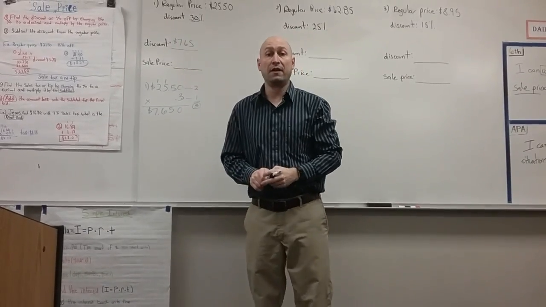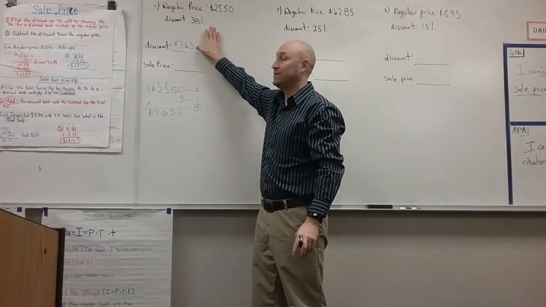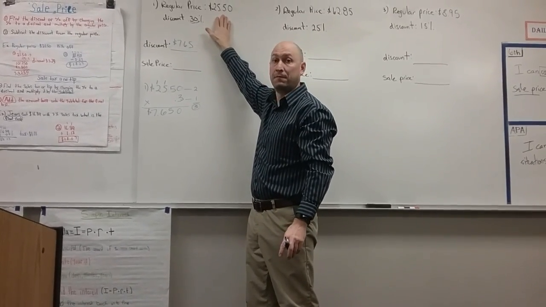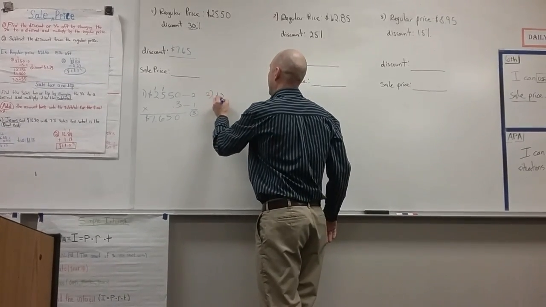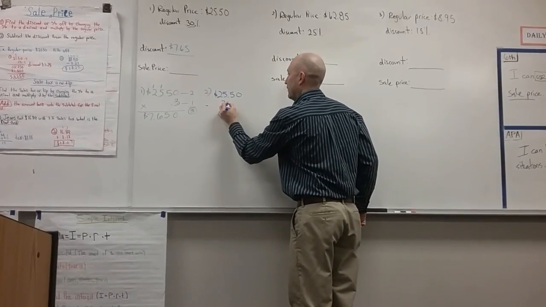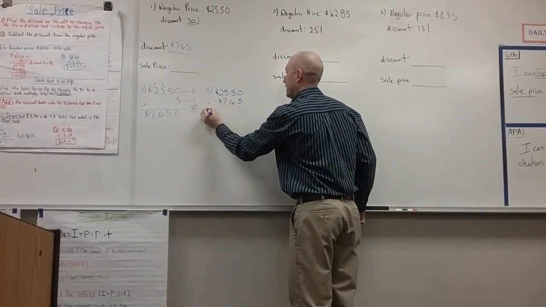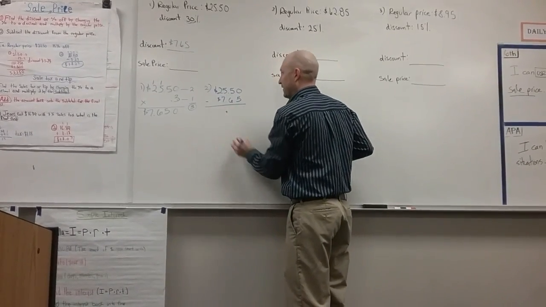$7.65. Now, if I want to know what my final price is that I'm going to pay, I have to subtract the $7.65 away from my original starting price. So I've got $25.50, and I'm going to pull away $7.65. Since I'm dealing with decimals, I line up my decimal point, I bring down my decimal point, and now I need to subtract.